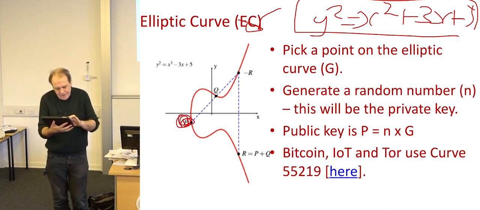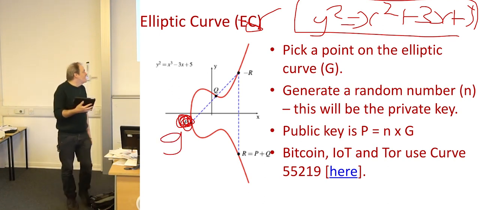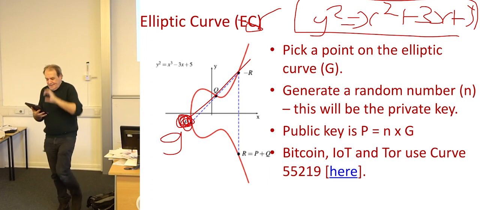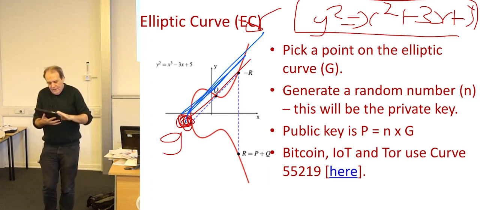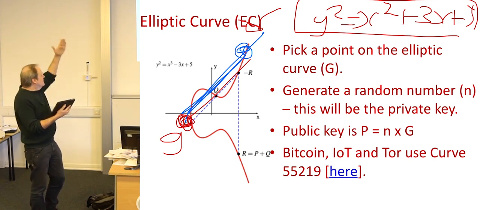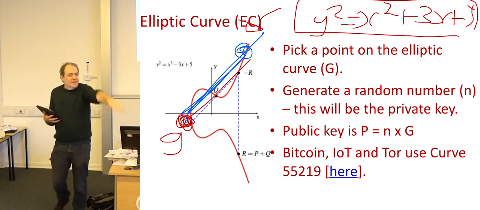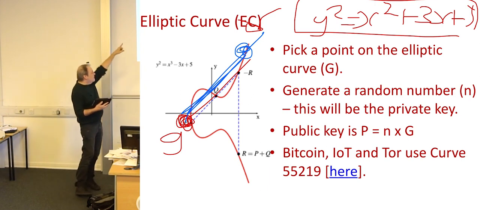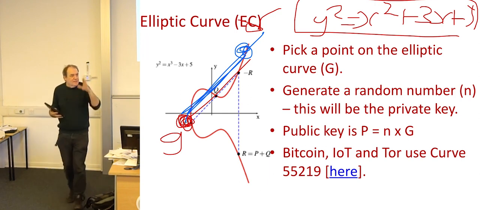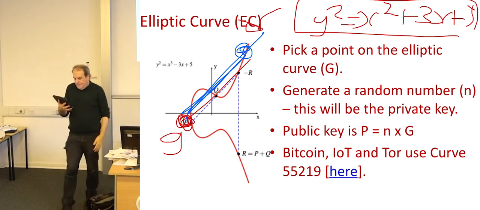And the good thing about it is that if we pick a point, we typically call that G, on our elliptic curve, and then if we draw a line, it will always cut at a point sometime in the future. It'll keep going on and on, and then if we keep drawing the line, it will cut it eventually. So that's the specialness about elliptic curve: if we draw it, we can actually find another point.